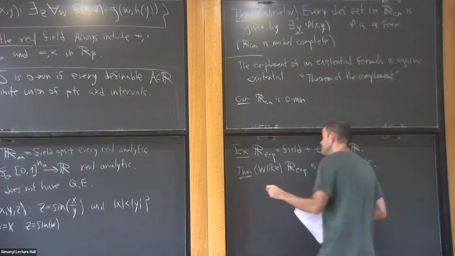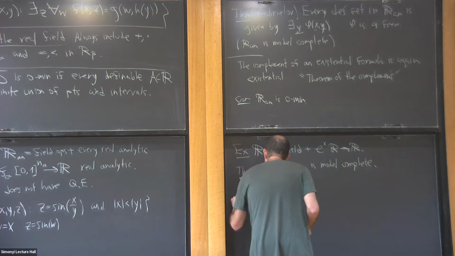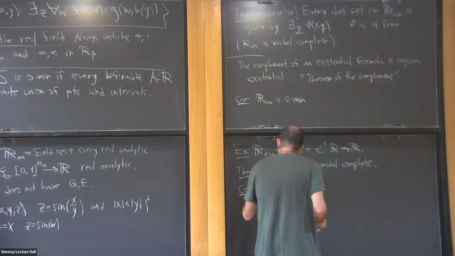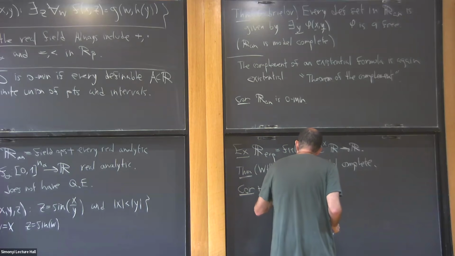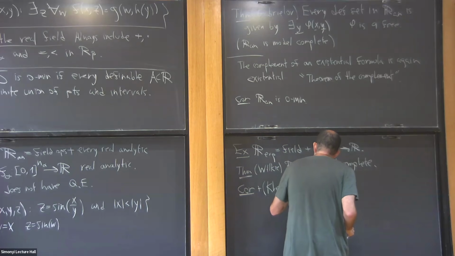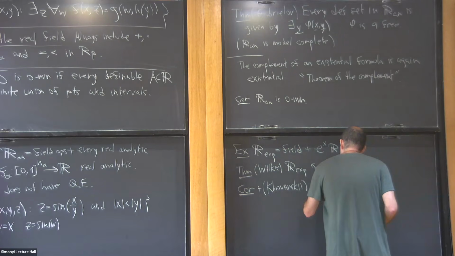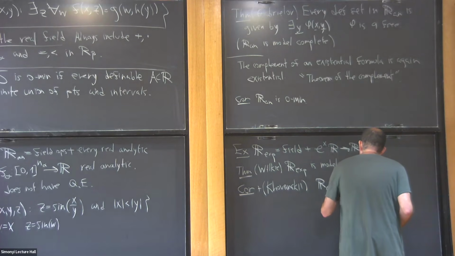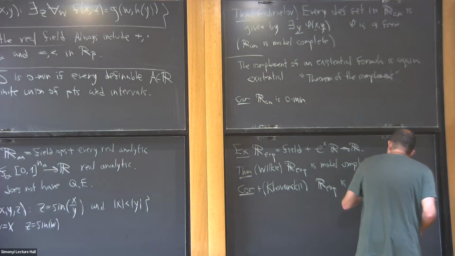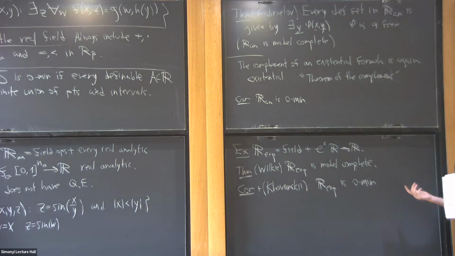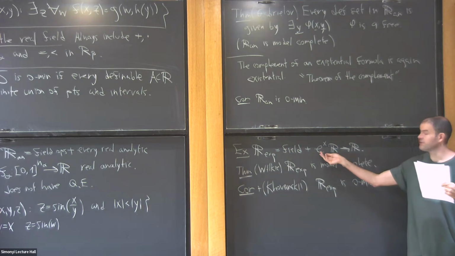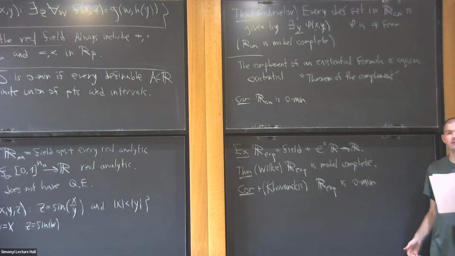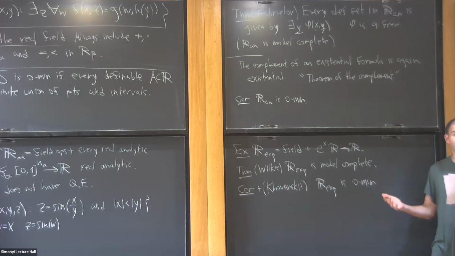And again, a corollary, using also work of Khovanskii, maybe I'll talk about next time, is that R_exp is o-minimal. And so again, because we know it's model complete, showing it's o-minimal basically means we should consider systems of equations involving e^x, so polynomials and e^x. And we want to know that the number of connected components for every collection of equations like this is finite.